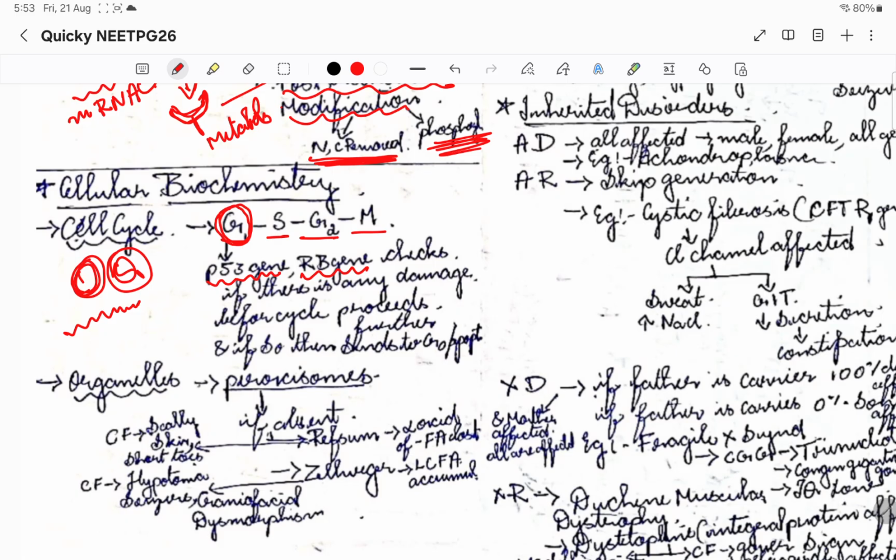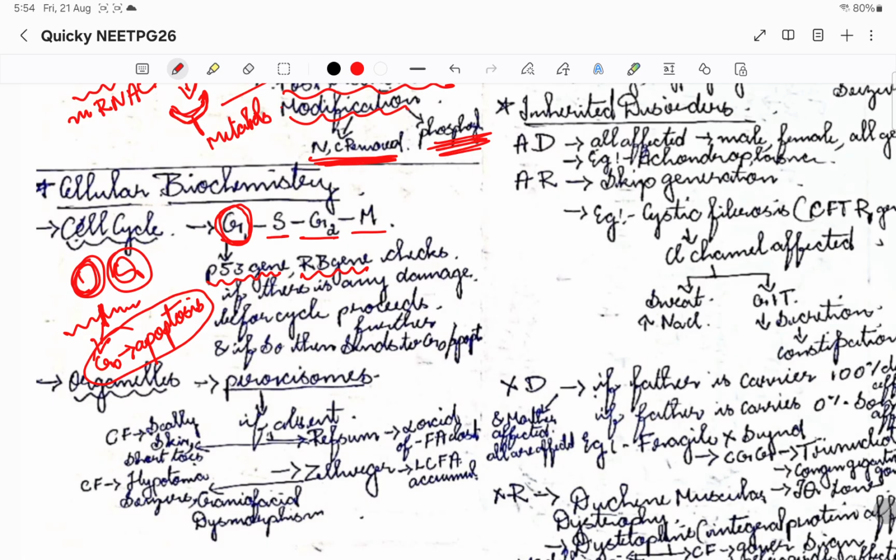So if there is any damage, these two genes are like checkpoints. The checkpoints will check, and if there is any damage, they will send the cell to the G0 phase. If there is damage, then it will go and form apoptosis. I'll tell you what apoptosis is when we are discussing general pathology.